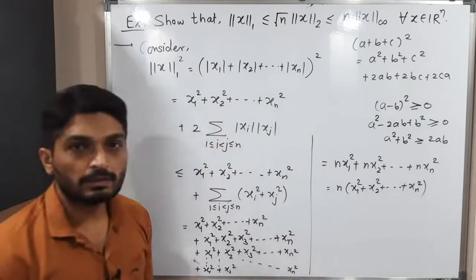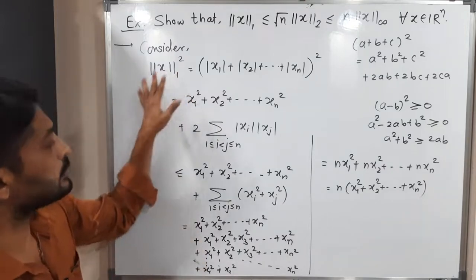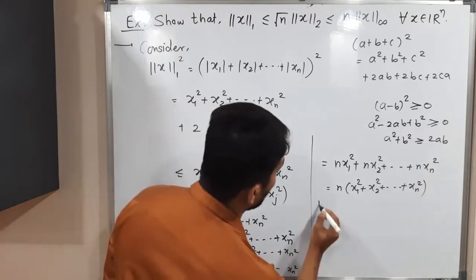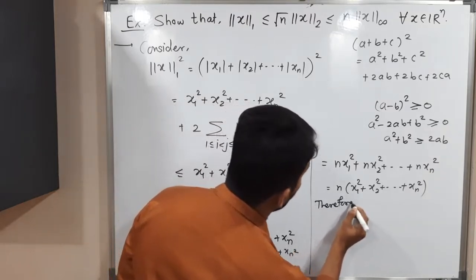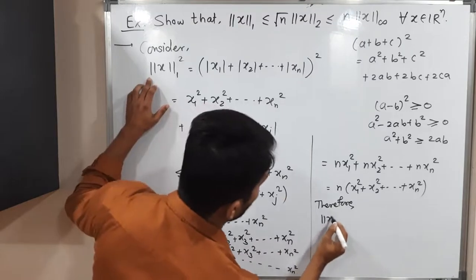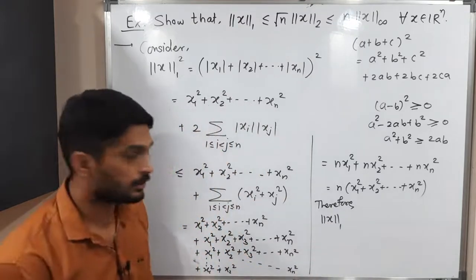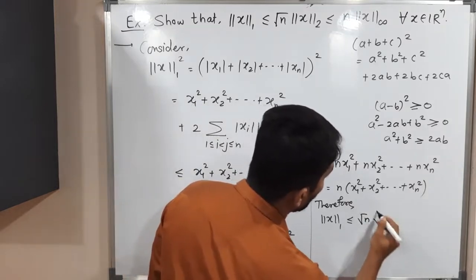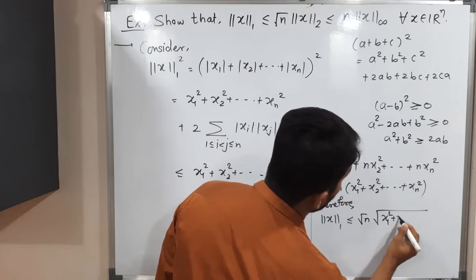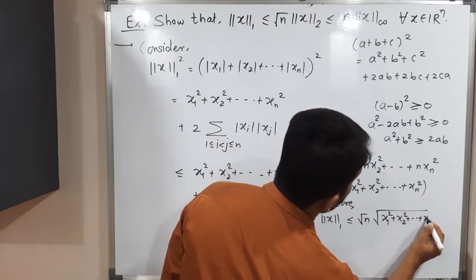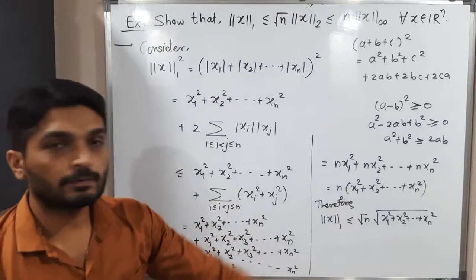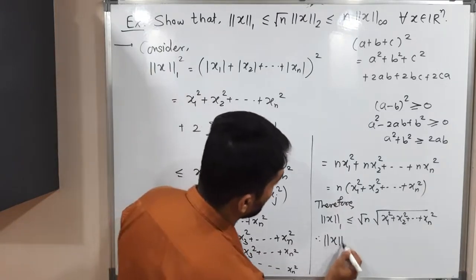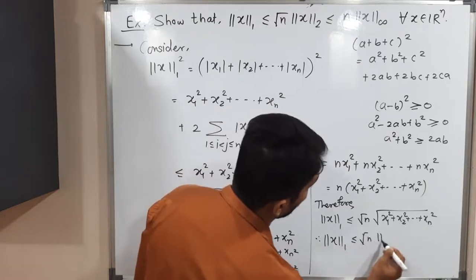Do you remember what was our left hand side? It was norm x1 square, right? So now I will take the square root of both sides. By taking the square root of both sides, what will you get? Its square root will be norm x1 only. I should maintain the inequality here, less than or equal to. The square root of n is root n, and the square root of x1 square plus x2 square plus and so on xn square, right? Have you seen it anywhere? Yes, this is nothing but our norm x2. So therefore, norm x1 is less than or equal to root n times norm x2.